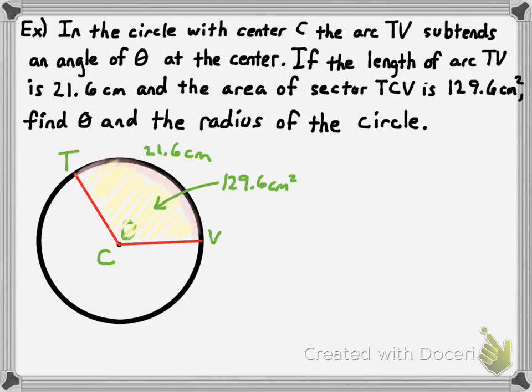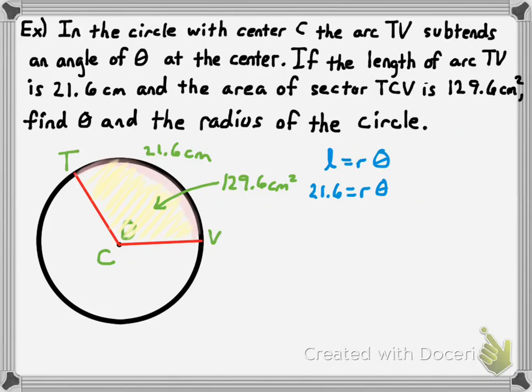Well, let's take the two things that are given and see how they relate to the radius and theta. Let's go with the arc length first. We know the formula for arc length is that the arc length is equal to radius times theta. Now, we don't know the radius nor do we know theta, so that formula can't help us find either one quite yet. But I can at least write that 21.6 is equal to r theta.